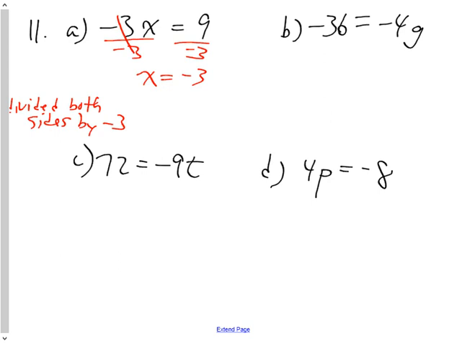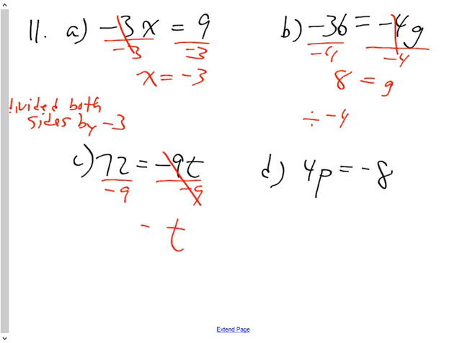If I divide by negative 3 and divide by negative 3, x would equal a negative 3. Over here, I'm going to divide both sides by negative 4. So when I do that, I'd get g equals a positive 8. Over here, because I'm multiplying t by negative 9, I'm going to divide both sides by negative 9 to isolate t. And that would equal a positive 8. And finally over here, because I'm multiplying p by 4, I'm going to divide both sides by 4. And p would equal negative 2.